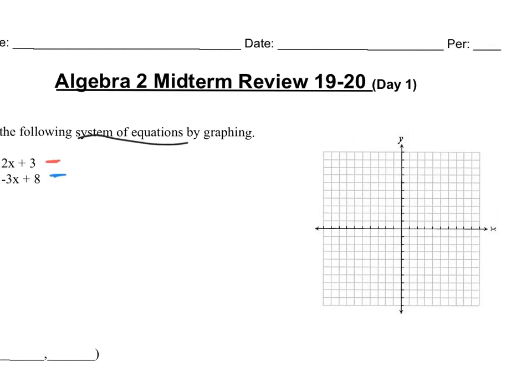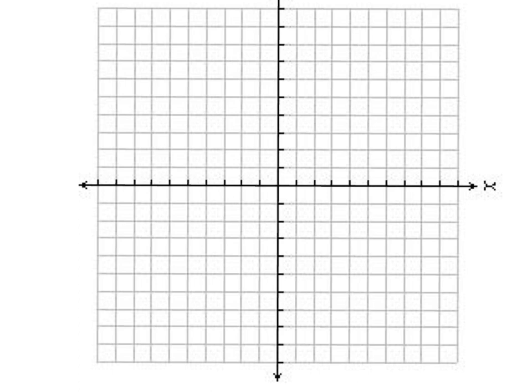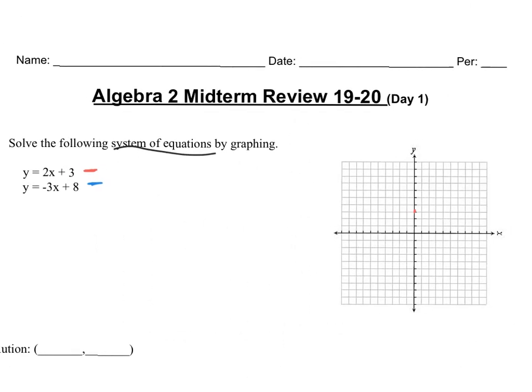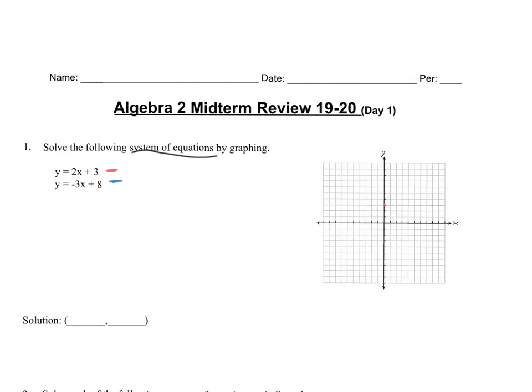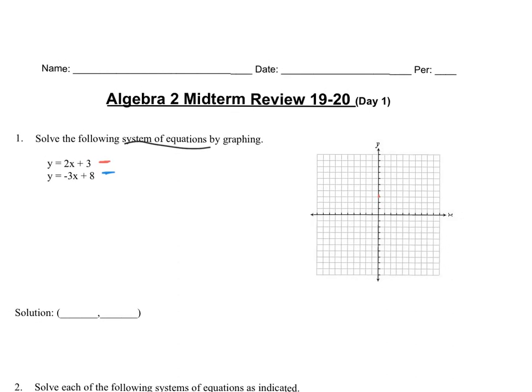So when I want to plot that, I'm going to plot it right over here. I'm going to zoom this in so that it's a little bit easier for me. So the red one's going to go at 0, 3 right here. You see my red dot there. And the slope is going to be 2, right? So remember, this is y equals mx plus b. So m is your slope, b is your y-intercept. So our m here is 2.